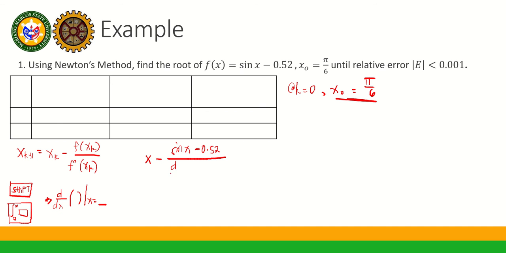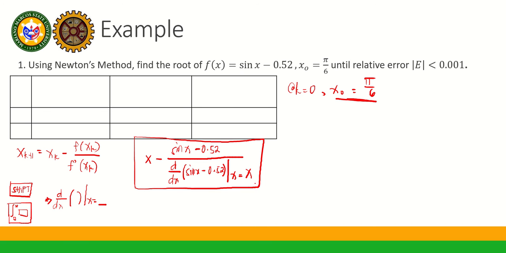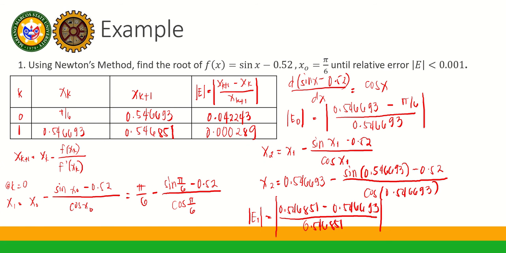So, when you press that, input nyo si function, si sin x minus 0.52. Okay? And then maghahanap siya ng value ng x, ilagay nyo will be si x. So, alpha x yung i-type ninyo. So, ito yung magiging laman ng screen ninyo sa calculator. And then, you press calc. Tapos, maghahanap siya ng value ng x. So, lagay nyo na value ng x is pi over 6, which is the initial value natin. And then, press equals. So, ang lalabas ngayon is ito.